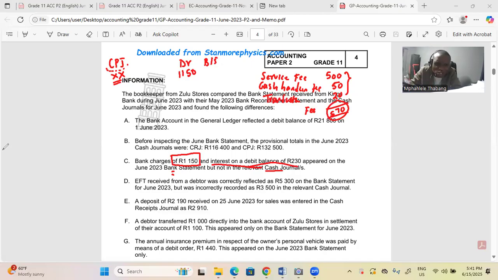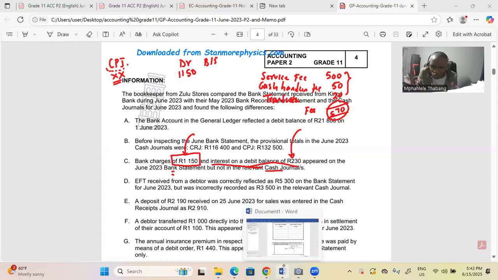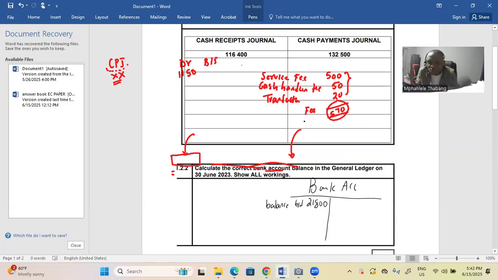And in this case, it is not only the 1,150 bank charge which is missing, there is also missing interest on a debit balance. They said it is also not appearing in the channel. So there is another item, interest on a debit balance. I believe this is an interest on a bank overdraft of 230. They are missing in the cash payment channel. So I have to go and update my CPJ, because they are missing in CPJ.